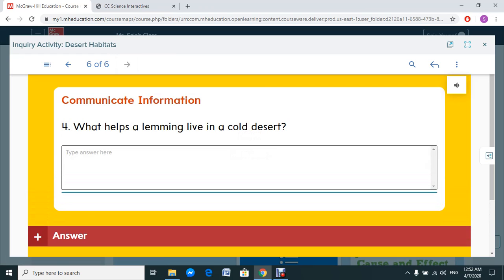What helps a lemming live in a cold desert? We talked about the lemming. You saw it in the video. You can turn back to see the video part that was related to the lemming. If you don't know the answer, watch the video again to see what helps the lemming live in a cold desert. This is your homework for today. That's it. We're not going to take more than this.